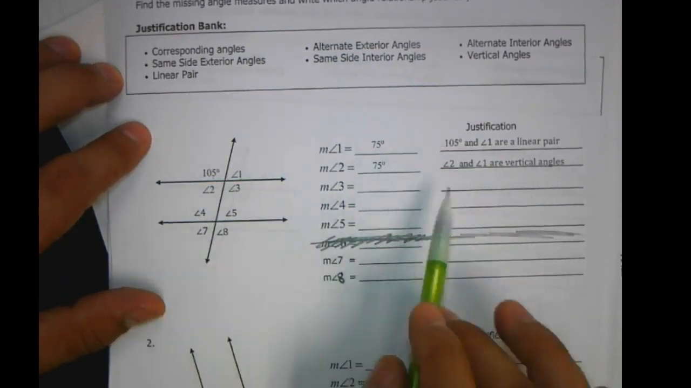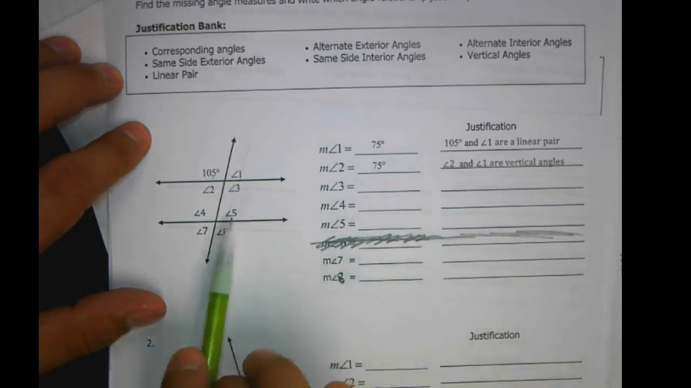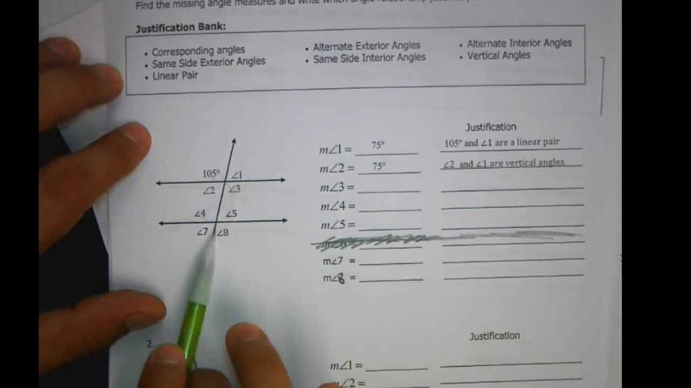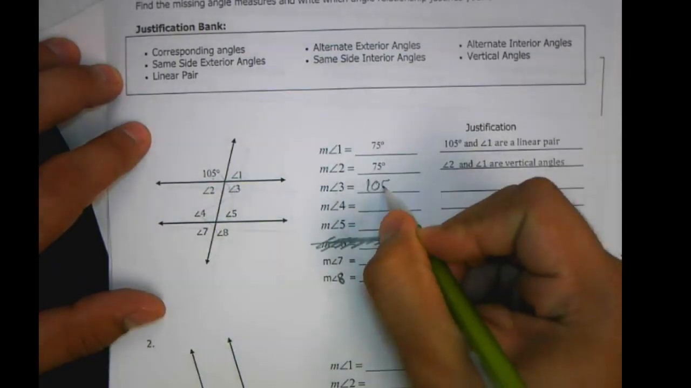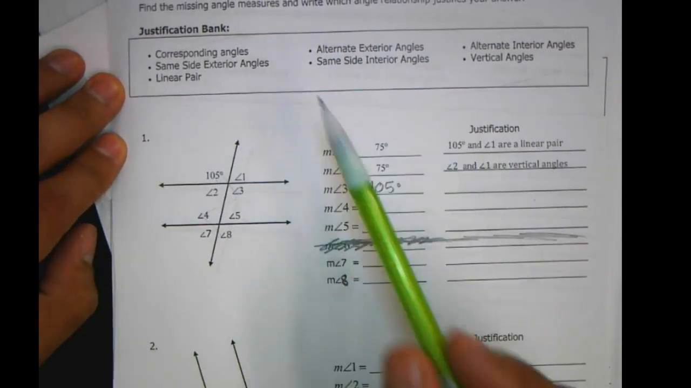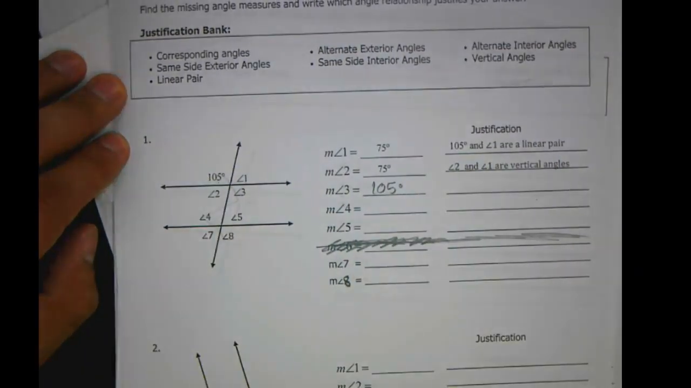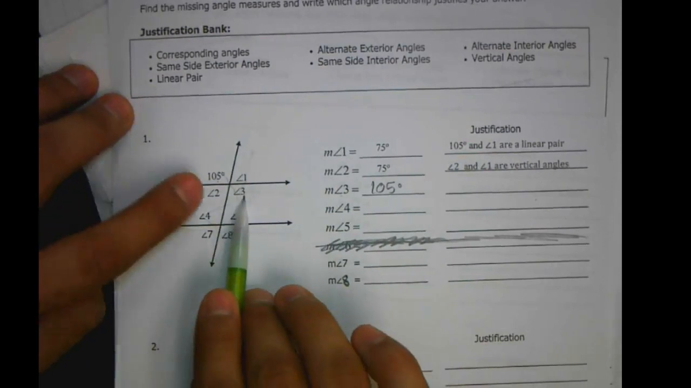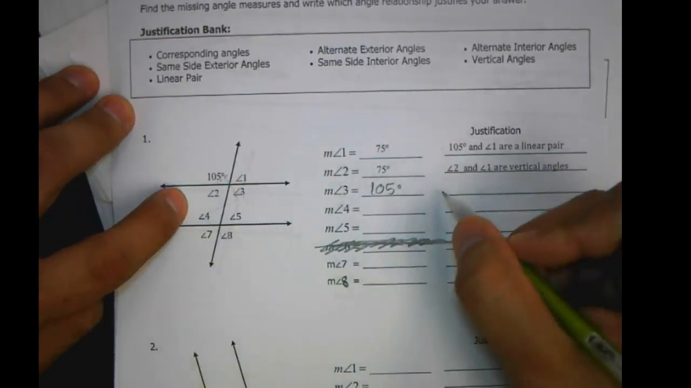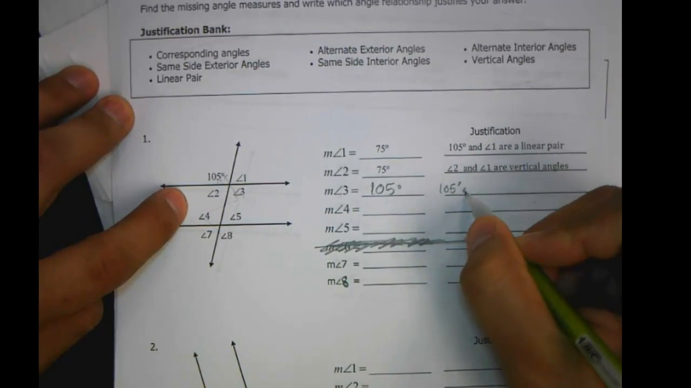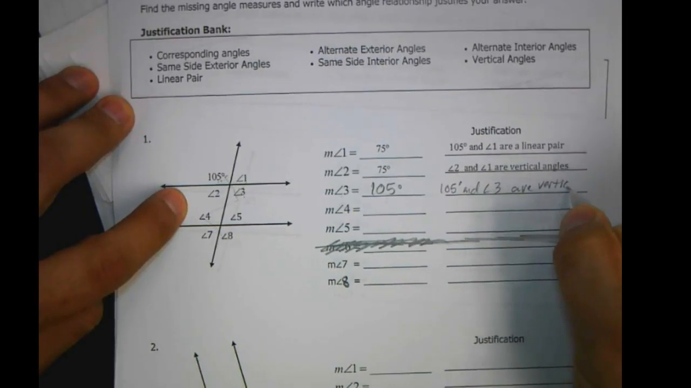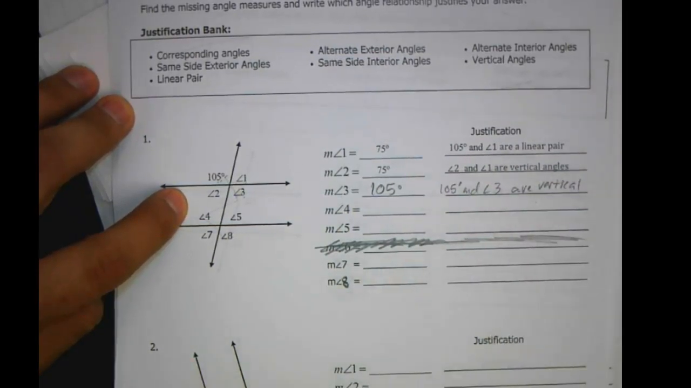So, here we go. What you're going to do is you're going to tell, so for example, angle 3. What's angle 3? 105 because of the zigzag, right? But I want you to give me a justification that has to do with one of these relationships. So I'll help you with number 3. Ready? So, why is this 105? Because these 2 angles are what when they're across from each other? Vertical angles. So 105 degrees and angle 3 are vertical. You see how I'm giving an example, a reason?